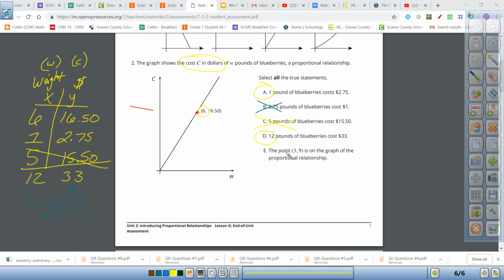Good to go. And then this one right here, 3 and 9, is just another point on the graph. Well, 3 times 2.75 is not 9. I know that because 3 times 3 is 9. So that one's not going to work. So my answers are A and D. See ya.